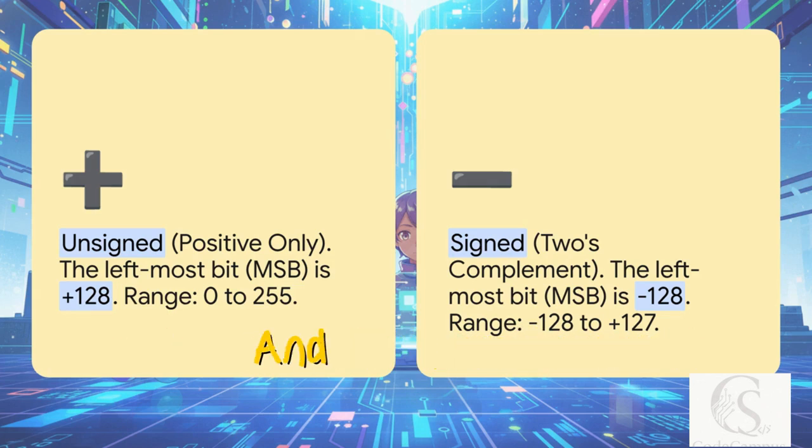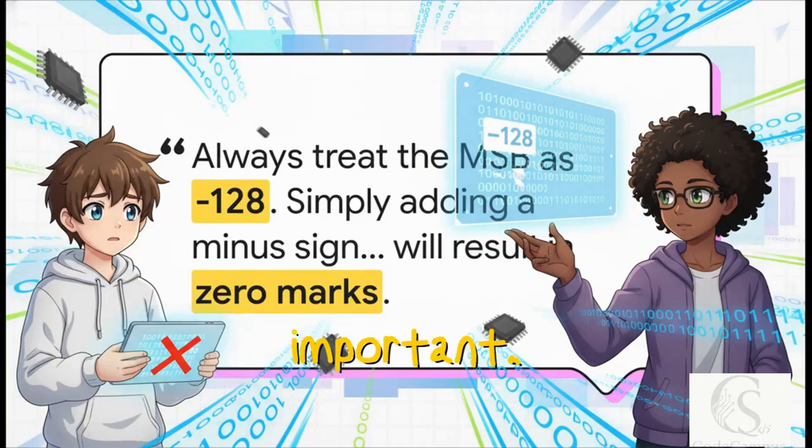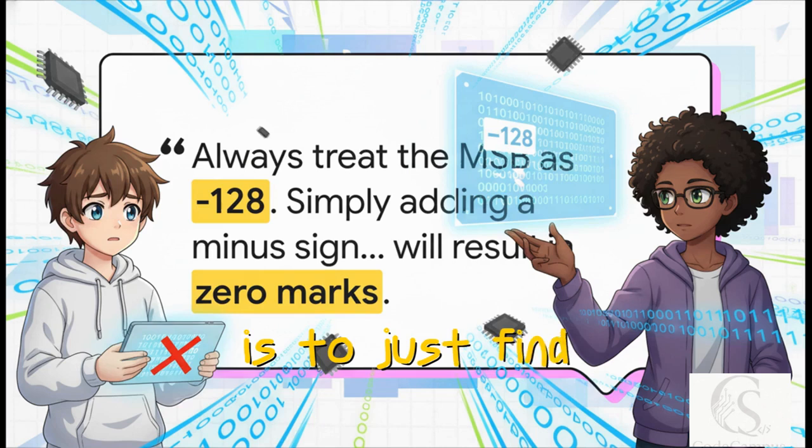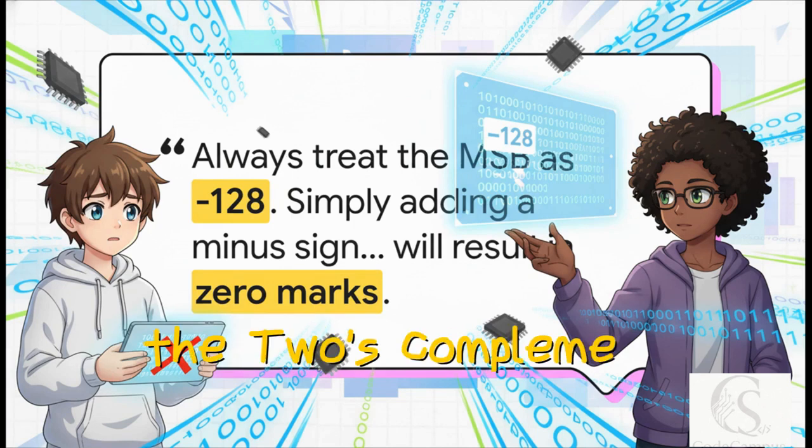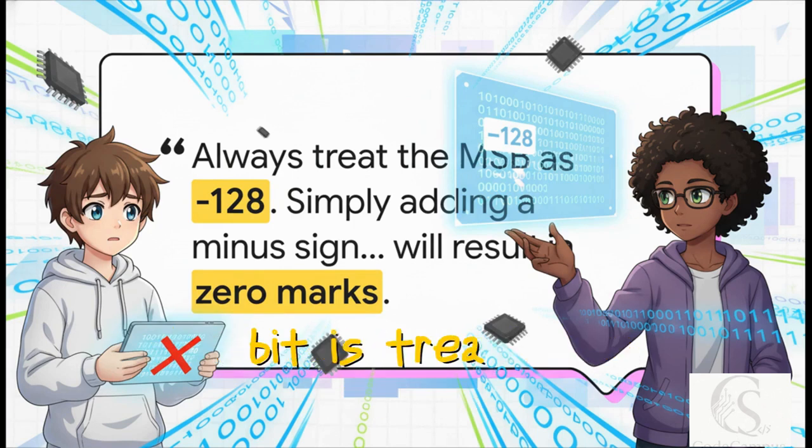And just by making that one tiny change, we can suddenly represent a whole range of negative numbers. And listen up, because this is so important, especially if you're studying this. A super common mistake is to just find the binary for a positive number and try to stick a minus sign on it. That will not work. You have to use the 2's complement system, where that first bit is treated as negative 128. Get that wrong, and all the computer's math falls apart.